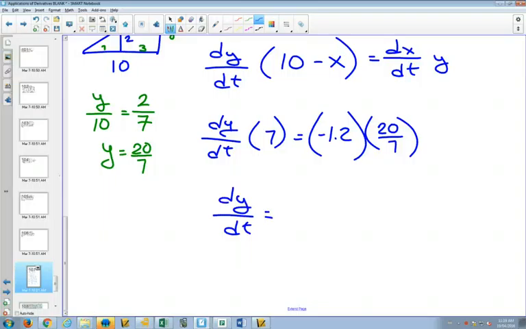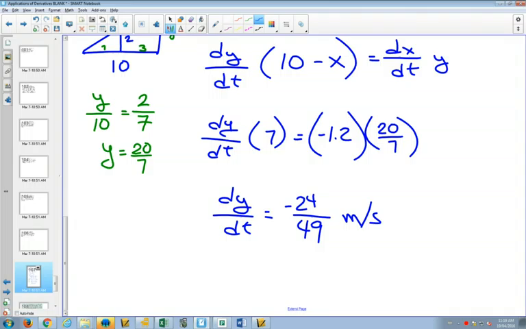Dividing both sides by 7 and multiplying these things out, 20 times that will be negative 24 over 49 meters per second. 20 times 1.2, yes, 24. So the shadow is decreasing at negative 24 over 49, almost a half a meter per second at that time.